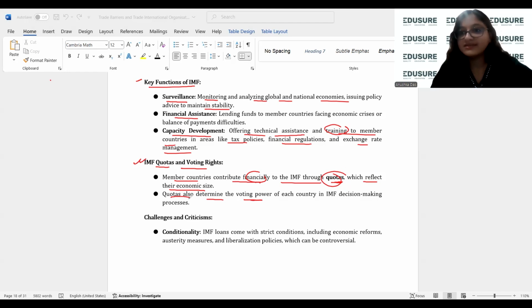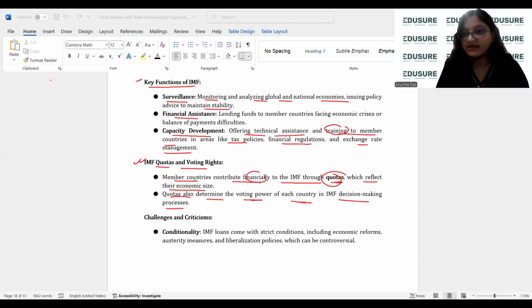So again, I'm saying this is discriminatory. This does not follow the most favored nation clause. Quotas also determine the voting power of each country in IMF's decision-making process. Among all the IMF member countries, those who have more quota, those who provide more financial assistance to IMF, will have more voting rights. So they can influence the decision-making process and turn it in their own favor.